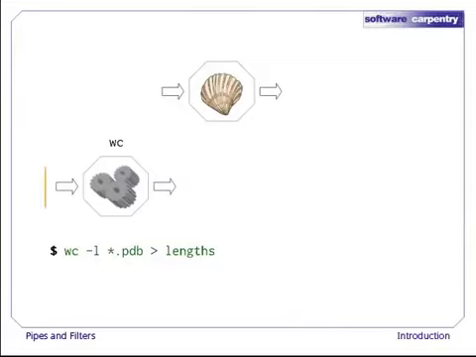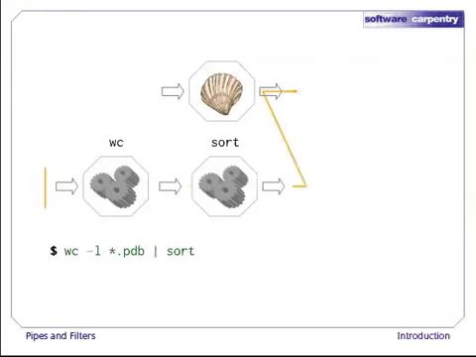Since we've provided some file names as arguments, wc reads from them instead of from standard input. And since we've used greater than to redirect output to a file, the shell connects the process's standard output to that file. Here's what happens when we run wc -l star.pdb | sort instead. The shell creates two processes, one for each component of the pipe, so that wc and sort run simultaneously. The standard output of wc is fed directly to the standard input of sort. Since there's no redirection with greater than, sort's output goes to the screen.